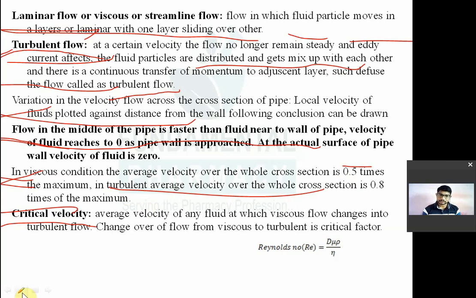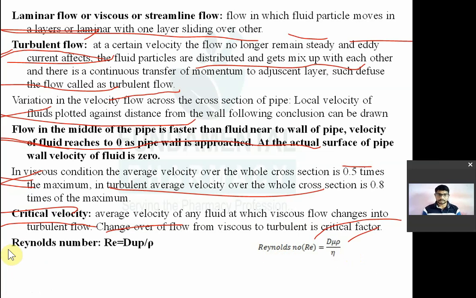These are the terms they can ask you in the exam. That's why I have listed these terms. Change over of flow from viscous to turbulent is nothing but the critical factor. So change over of the flow from viscous or from laminar or from streamline to turbulent is known as a critical factor.